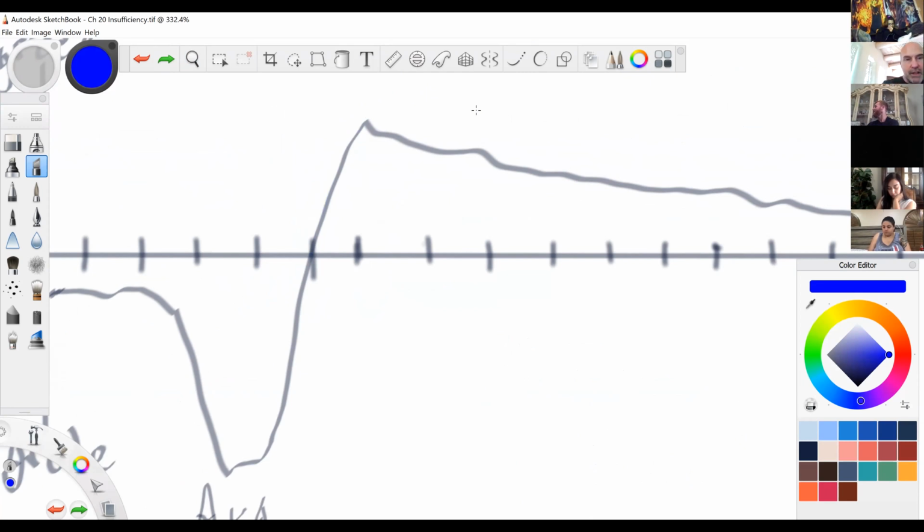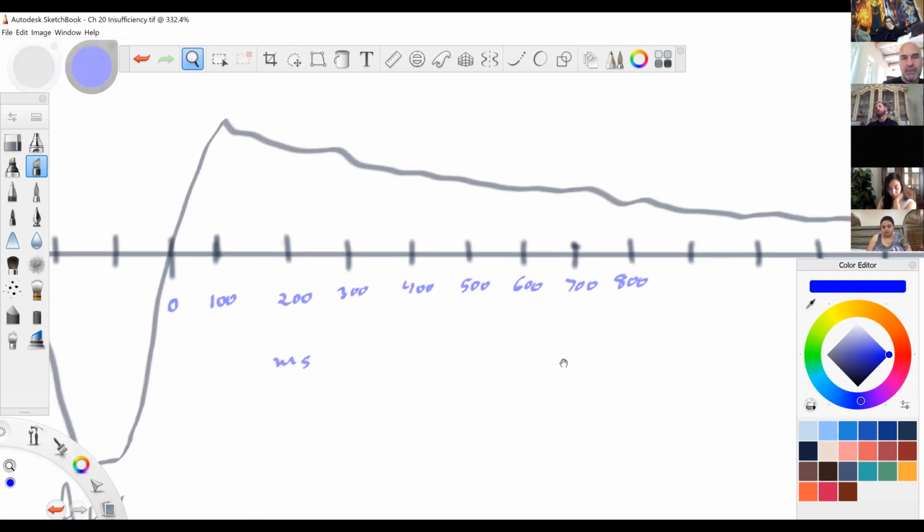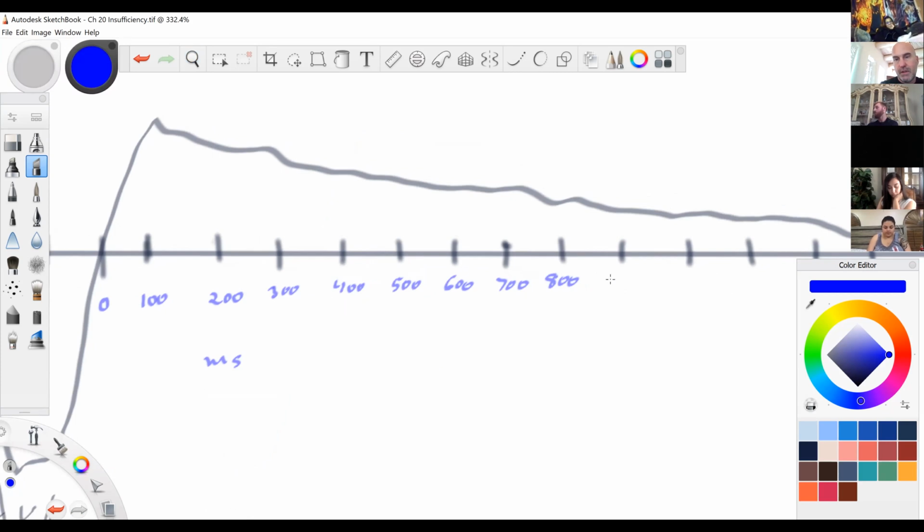Now, let's say every one of these is 100. Let's start right here. So 0, 100. This is milliseconds, not meters per second, milliseconds. 200, 300, 400, 500, 600, 700, 800, 900, 1,000, and you get the idea.